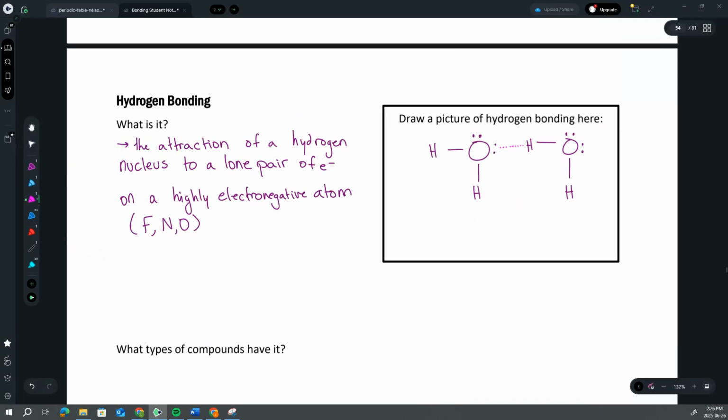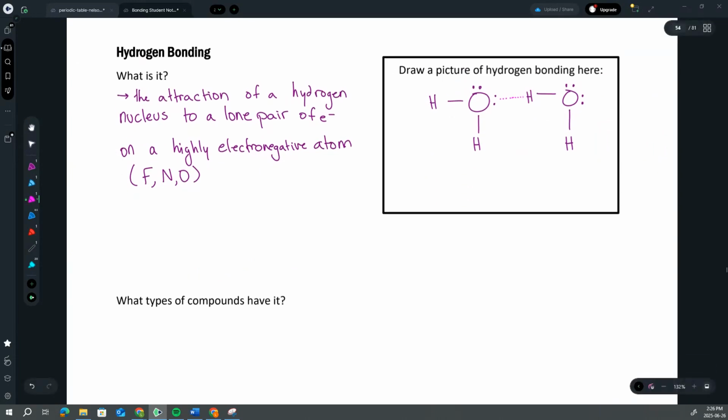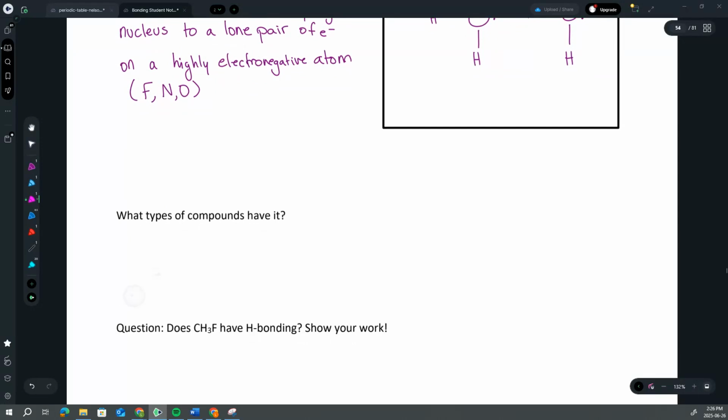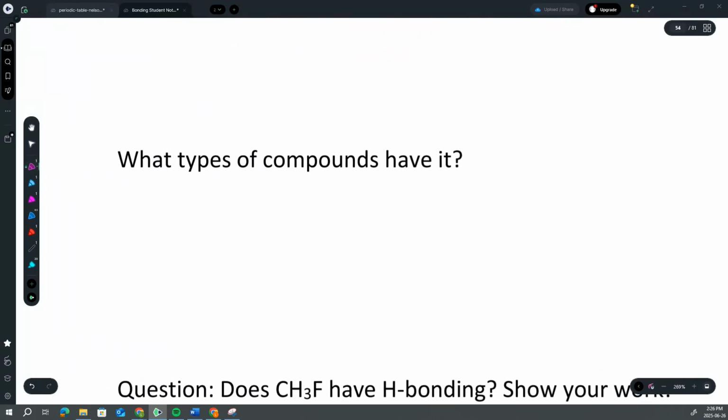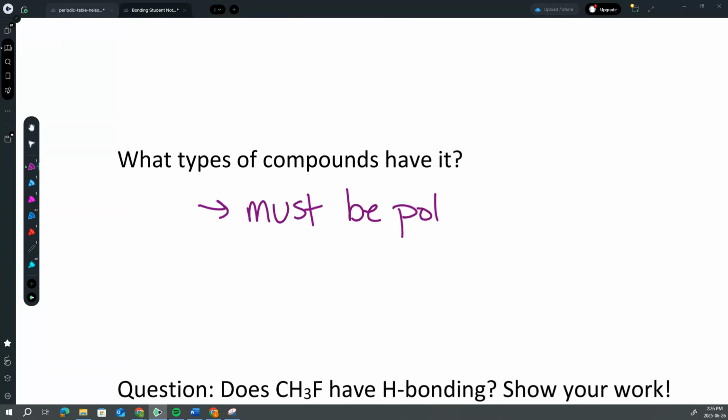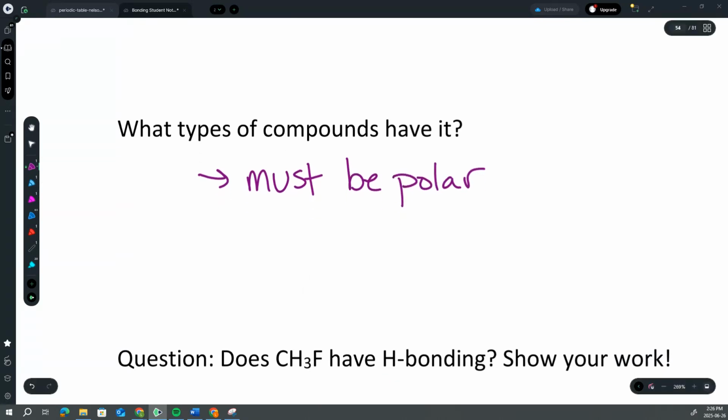Now, hydrogen bonding happens in more specific compounds compared to the other two. So the types of compounds that can hydrogen bond, they must be polar, and they must have hydrogen directly attached to either fluorine, nitrogen, or oxygen.